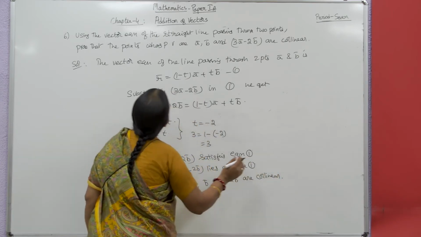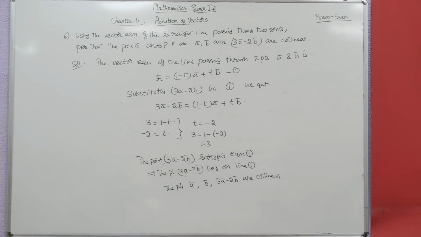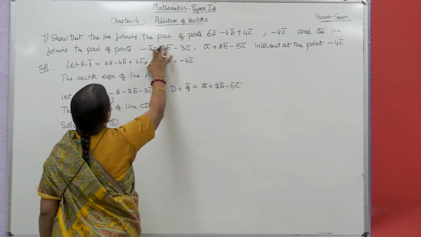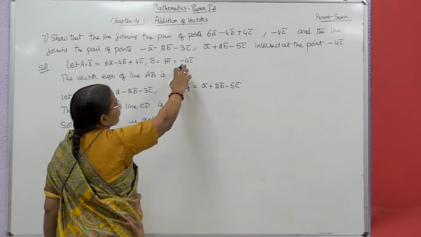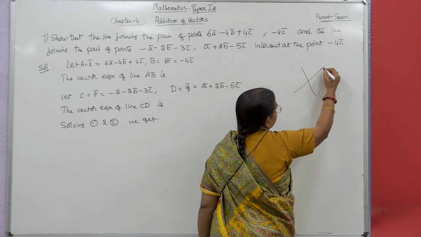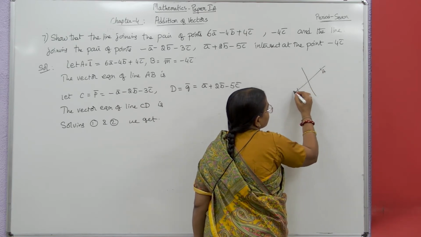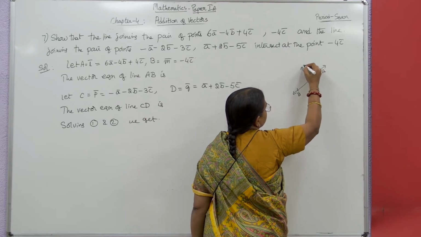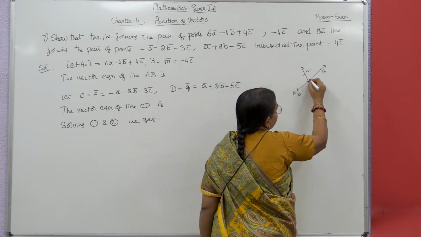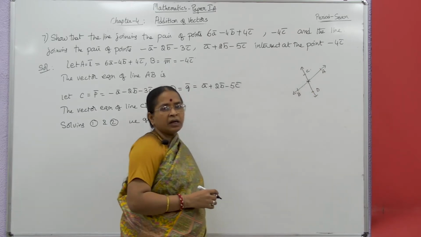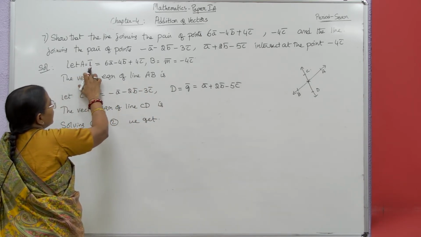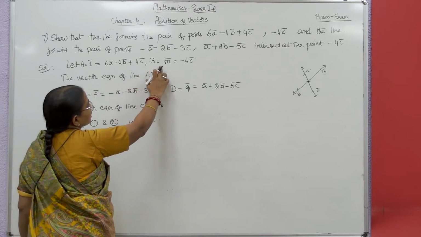Next problem. The next problem is show that the line joining the pair of points and the line joining the other pair of points intersect at the point. So you have the points like this, A, B are on one straight line, and then C, D are on one straight line. You must find this point of intersection. Like how you do in 2 dimensions, same procedure. So you take the first point A as L bar and then B as M bar.